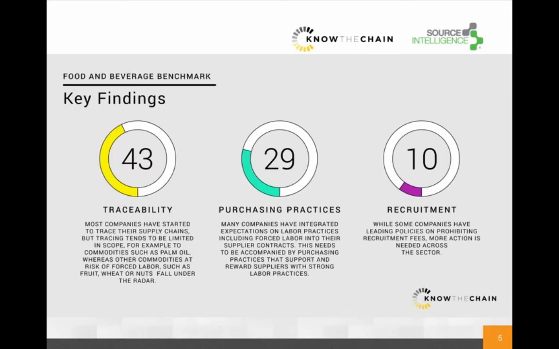Moving to the key findings for the companies in the food and beverage sector, we saw a similar score of 43 as it related to traceability and risk assessment for companies in this sector. And we saw a low score as well on recruitment, 10 out of 100. Again, another area for companies to focus on as it relates to risk assessment, and I'll go into more detail there.